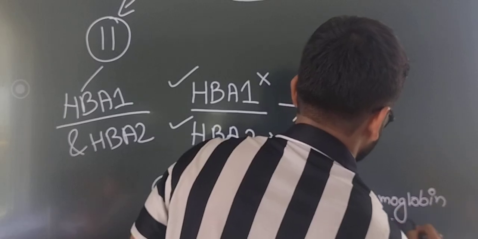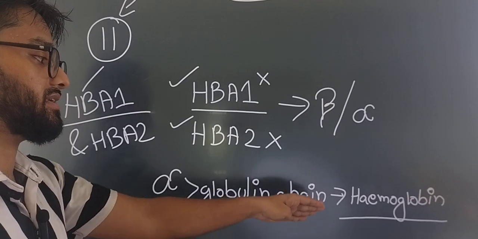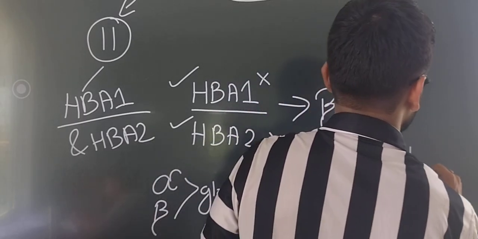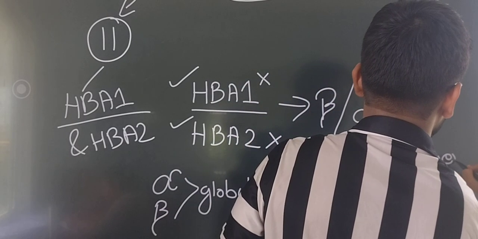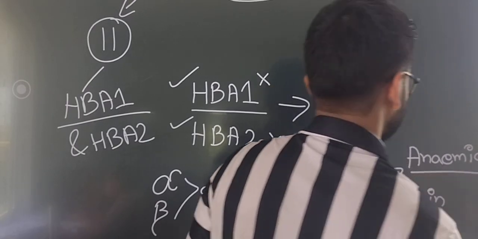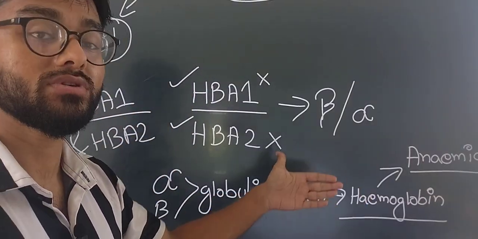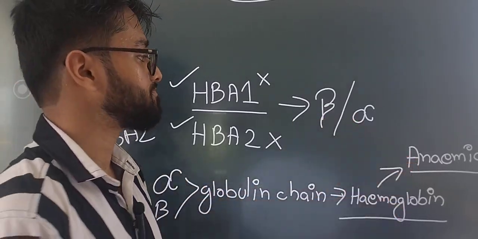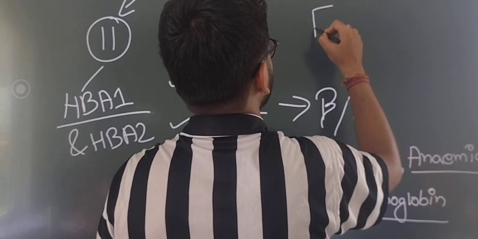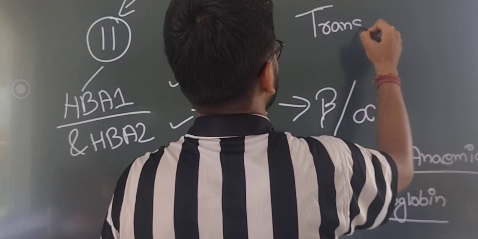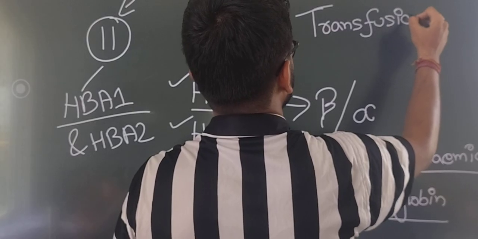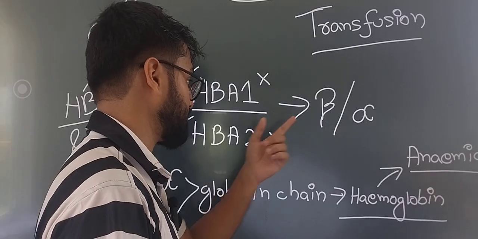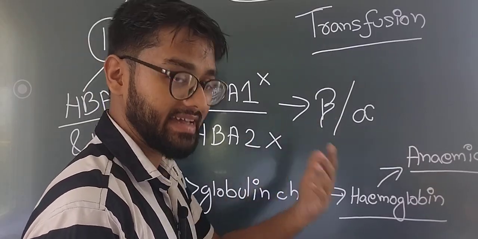In your hemoglobin itself, you will find your alpha and beta globin chain to be defective. What does this cause? This causes the outcome of anemia, and hence you need a blood transfusion.